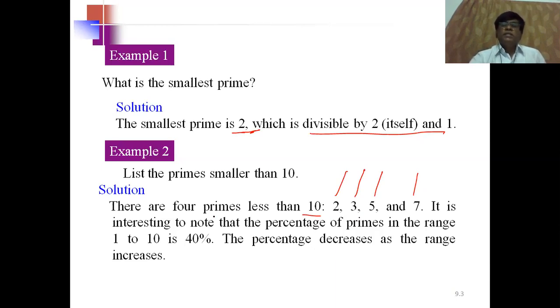Generally, the percentage of primes in the range 1 to 10 is 40%. But if the range increases, the percentage of primes will decrease.